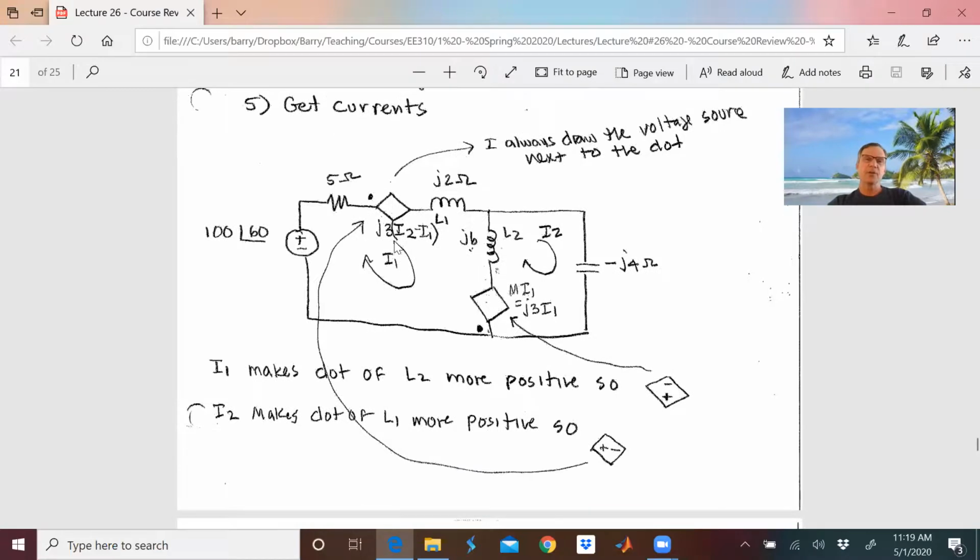So now I've got my values, I've got to put in the sources. Let's start here. I1 is what's going through this inductor. It enters the dot terminal, so it makes the dot terminal of this one more positive. So here's how I assign it. And for this one, this voltage comes from the difference between these two currents, and I2 enters the dot, so it makes this dot more positive. So I have a plus to minus right here.